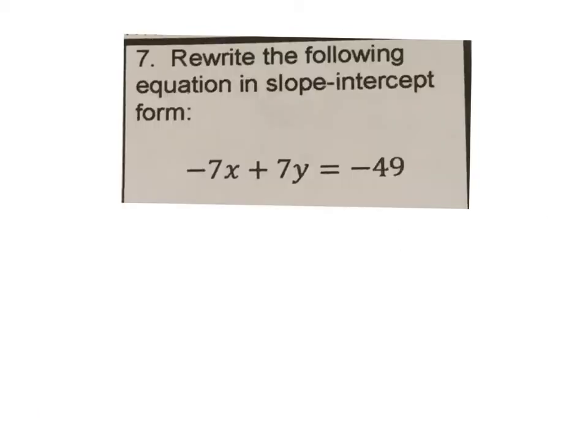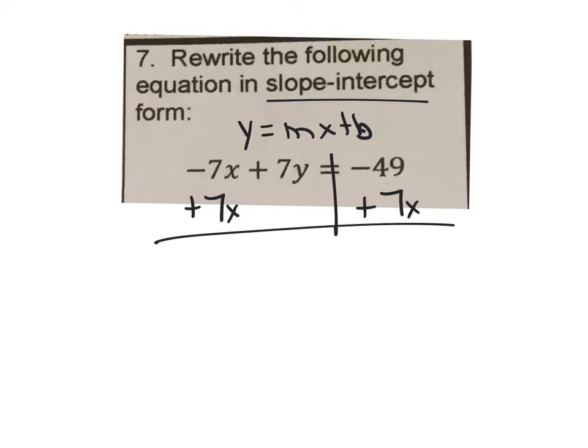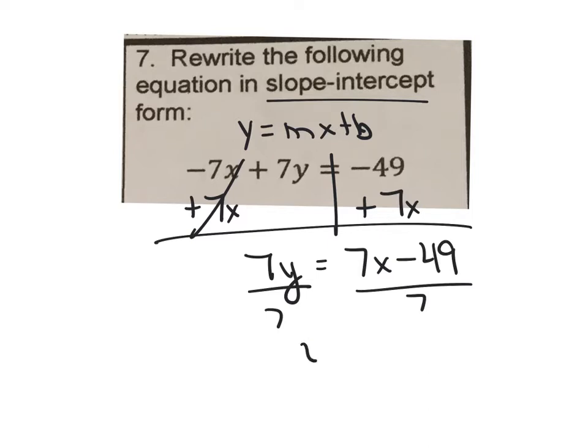Okay, question 7. So we are going to rewrite in slope-intercept form, which we know is y equals mx plus b. I feel like we're getting really good at this. So our first step is to get the x to the other side. So if it's negative, we're going to add it to both sides. Cancel that out. You have 7y equals 7x minus 49. And then we need to divide by 7 to get y by itself. And so y equals 1x, or just x, minus 7. So it could be this, or it could just be y equals x minus 7. Both are correct.